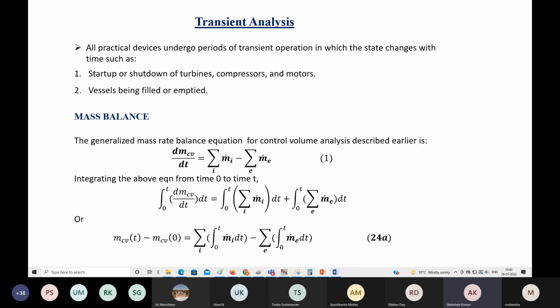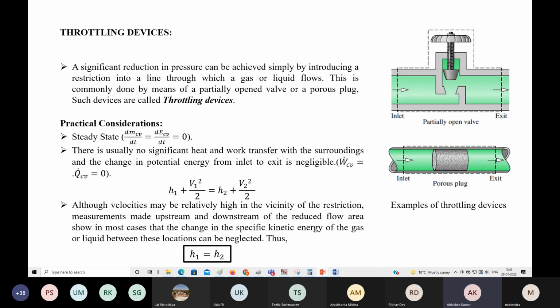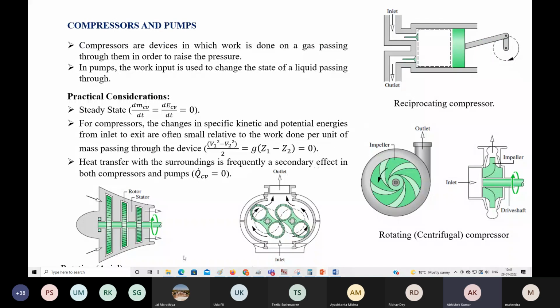Now, so far whatever we have assumed everywhere over here, we are assuming dm by dt equal to dE by dt equal to 0. Why are we assuming that over here? We have considered it as steady state.